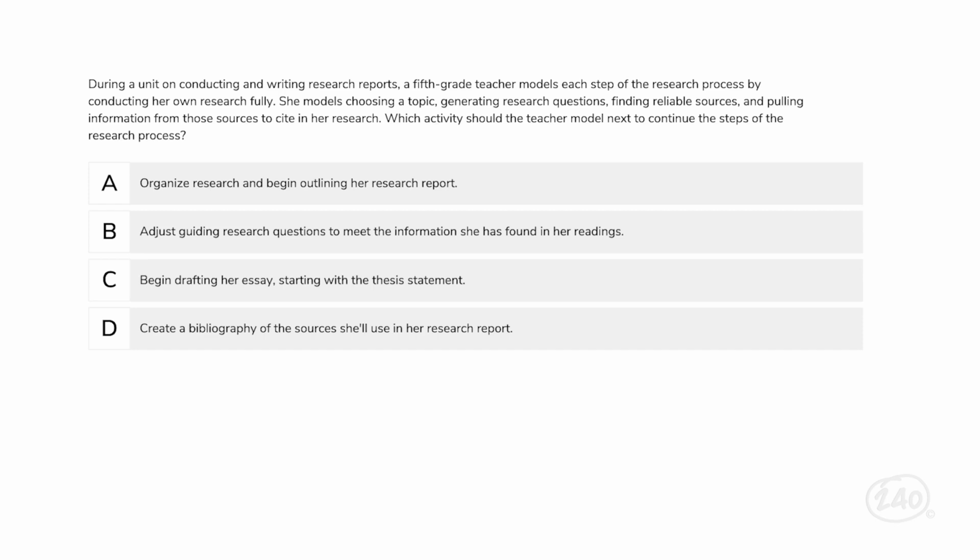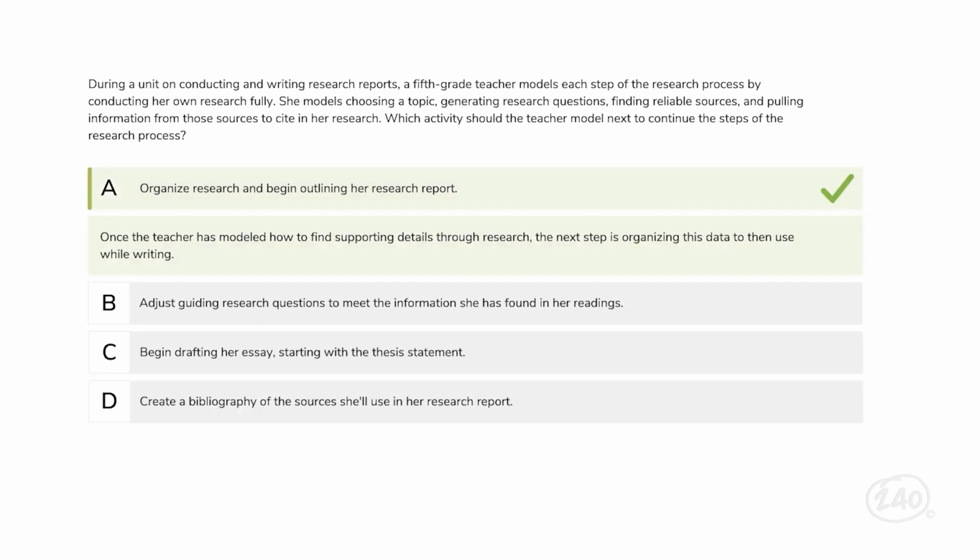Organize research and begin outlining her research report, adjust guiding research questions to meet the information she has found in her readings, begin drafting her essay, starting with the thesis statement, create a bibliography of sources she'll use in her research report. This is the correct answer. Once the teacher has modeled how to find supporting details through research, the next step is organizing this data to then use while writing. She was in between the steps 3 and 4 that I went over earlier in the video. What about a writing conventions question? Let's check one out.